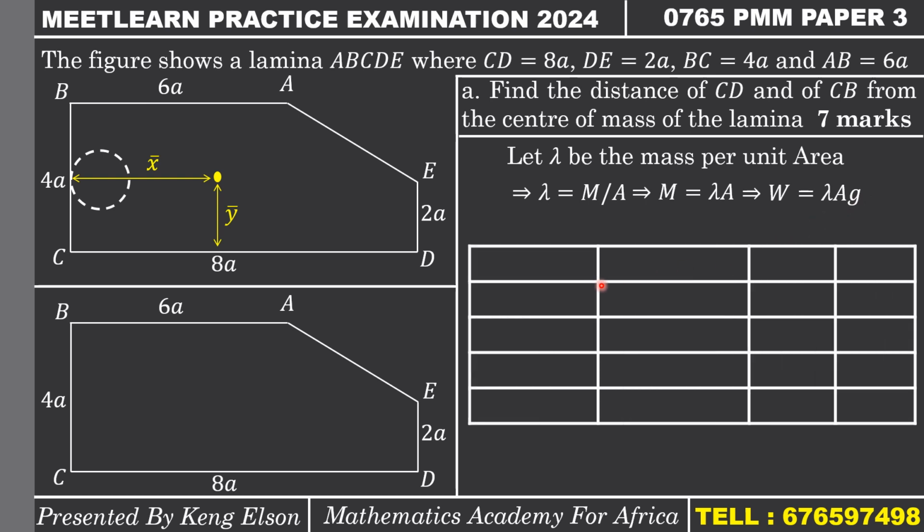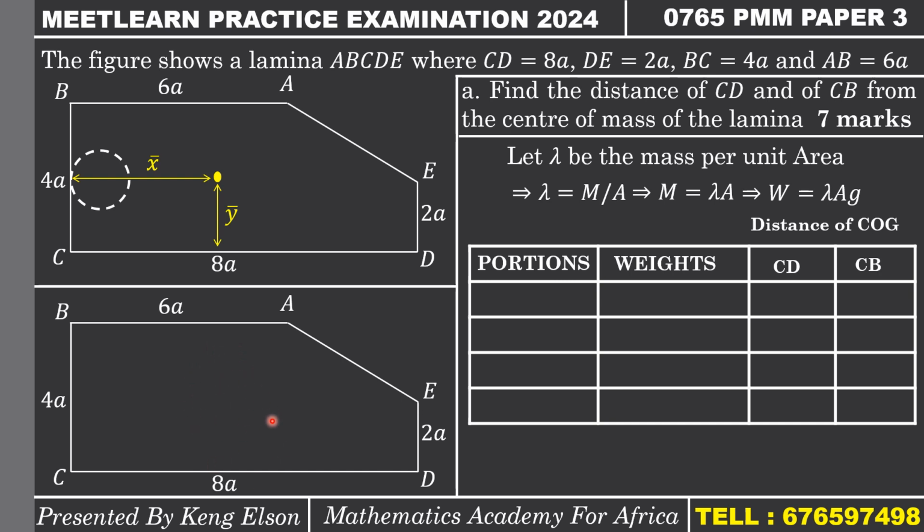We are going to create a table where we divide the lamina into various portions. We find the weight of those portions, then we find the distance of the center of mass of those portions from CD and from CB. So let us divide this lamina into various portions.